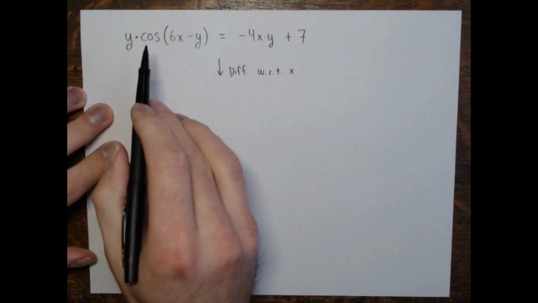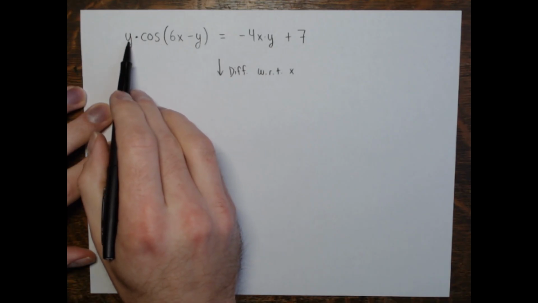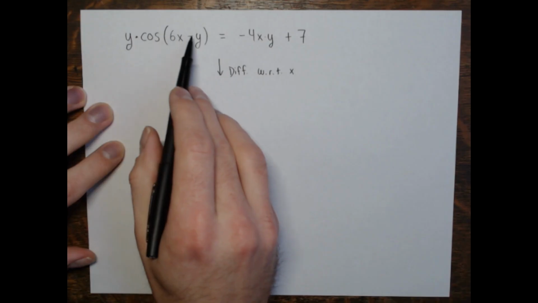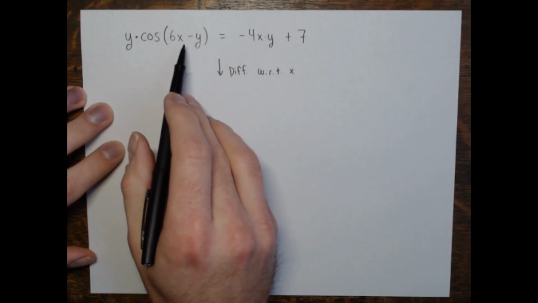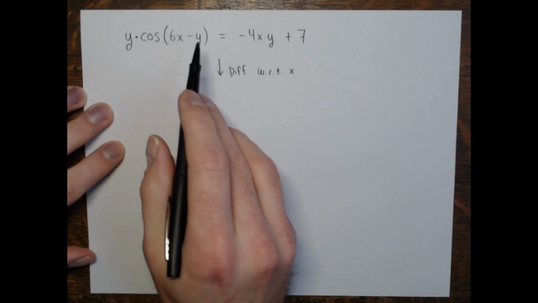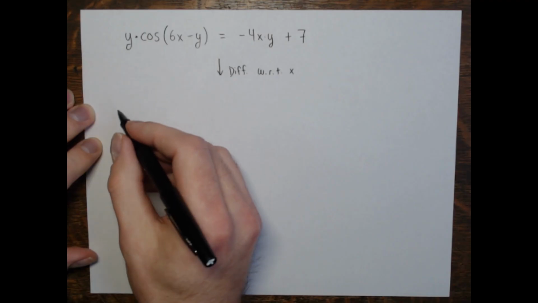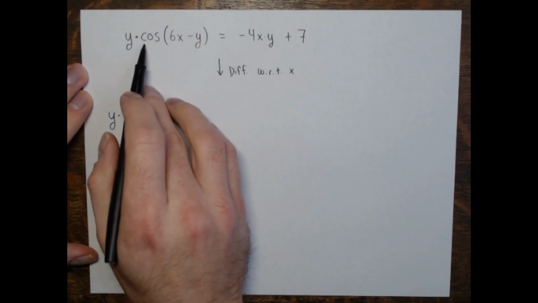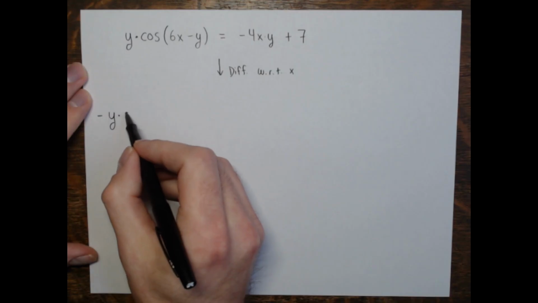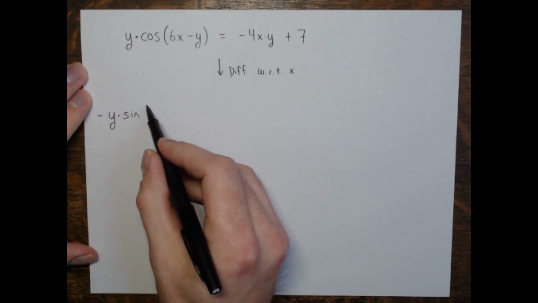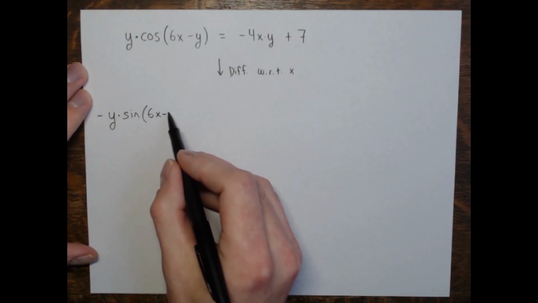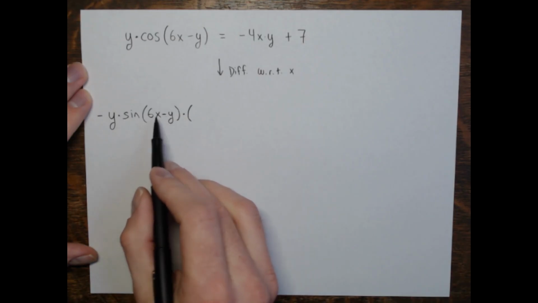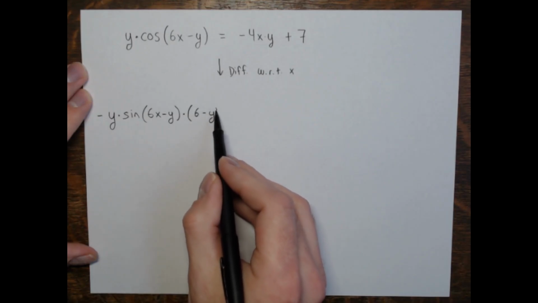So over here, I've got a product. There's y first factor, and then this cosine of something for the second factor. And I'll have to use the chain rule when I differentiate this because it's not just the cosine of x, it's the cosine of 6x minus y. So over here, I'm doing the product rule. So first I leave the first factor alone times, and then the derivative of the cosine of something, remember, is negative sine. I'll put the negative out front here. Negative sine of that thing, but then chain rule afterwards, times the derivative of the expression inside would be 6 minus y prime.